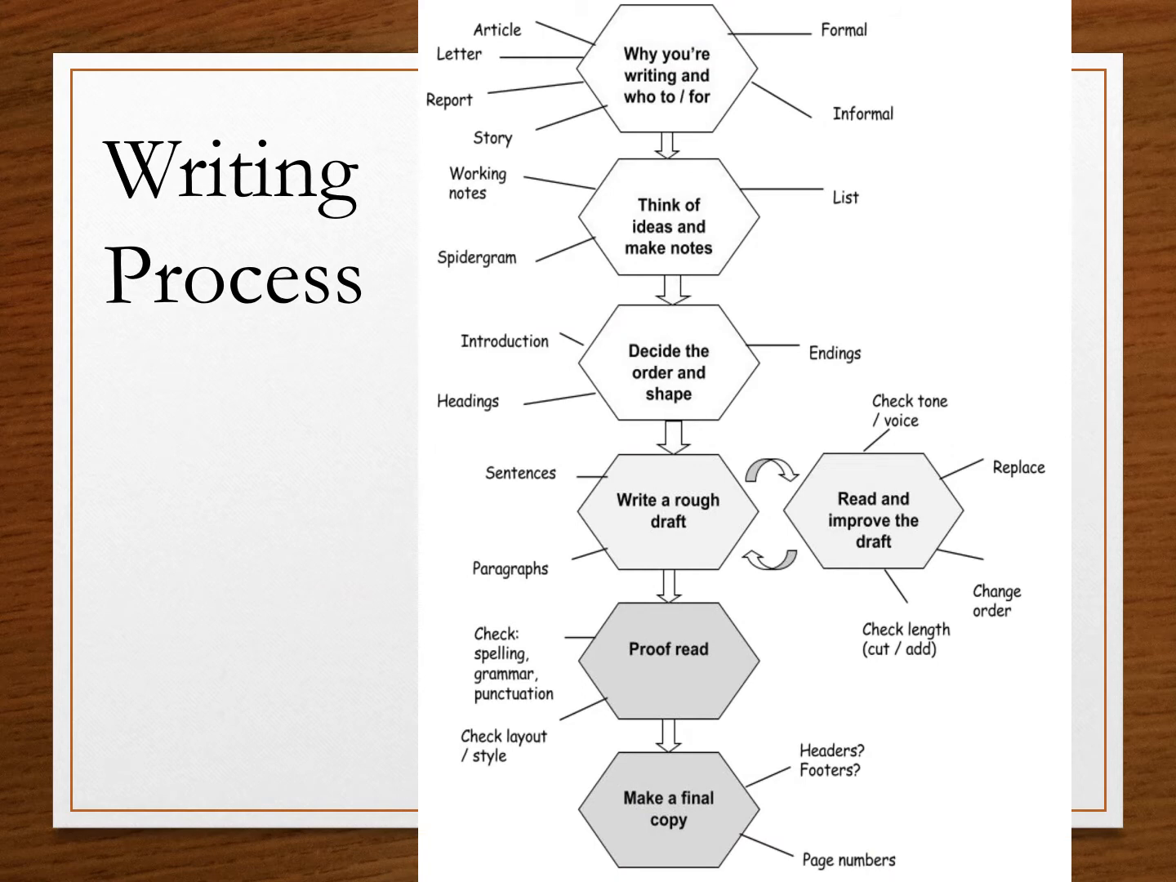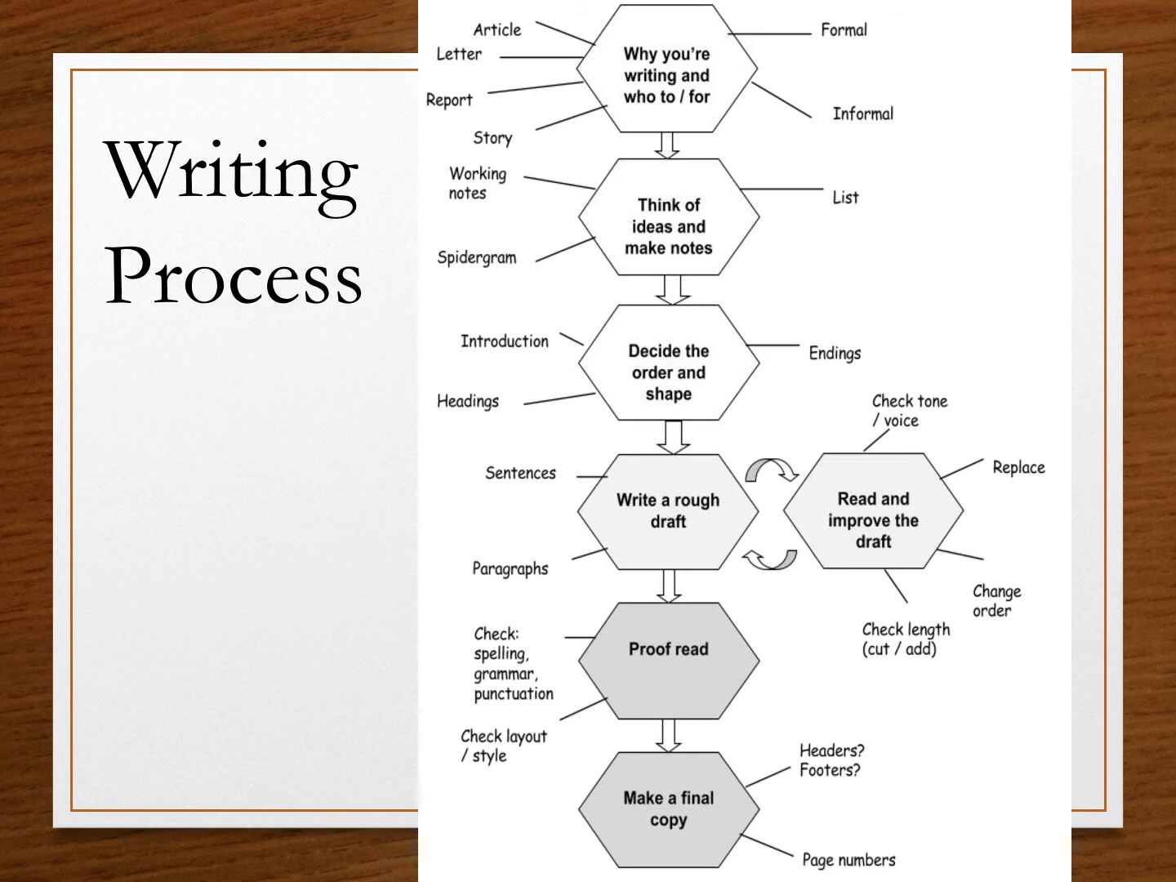The writing process: you have to plan your writing. It's really, really essential that you plan your writing. You will see at the top why you are writing and who for, which is your purpose and audience. Then you make some notes. You can make them in whichever way you like. Decide on the structure: introduction, heading, ending. And then you need to do the proofreading bit. Read, write, and improve.